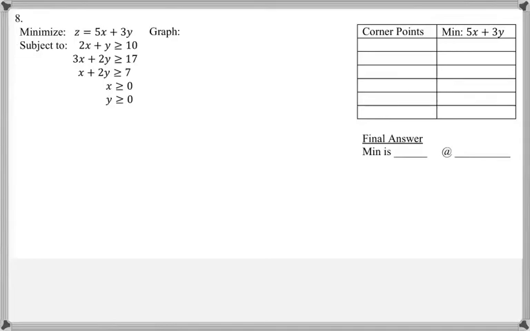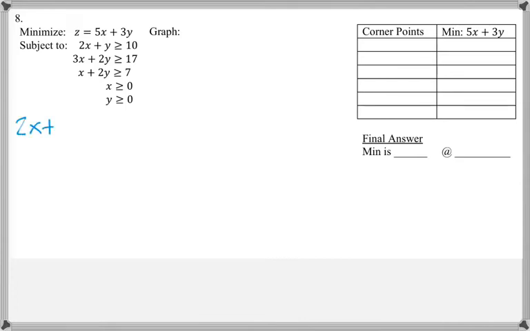On question number 8, we are trying to minimize 5x plus 3y. So that is our objective function. And we have these constraints. So we need to graph each of these constraints so we can find the feasible region. So to graph these, we need to isolate for y.